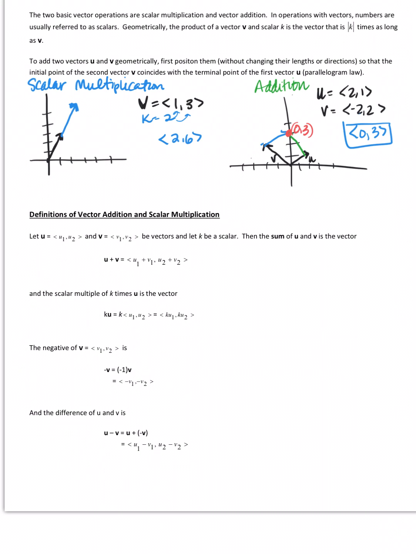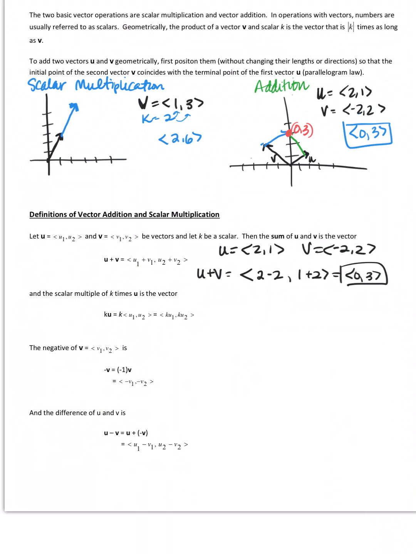All right, let's try one here. Let's say that u is 2, 1, and v is negative 2, 2. This is what we did on the graph, right? So when we do u plus v, what am I actually doing? I'm adding 2 plus the negative 2, 1 plus 2, which gives me 0 and 3. There's the sum of my two vectors. Now the next part, the scalar multiple of k times u, notice this is what it looks like, really just multiply each part by the scalar number.